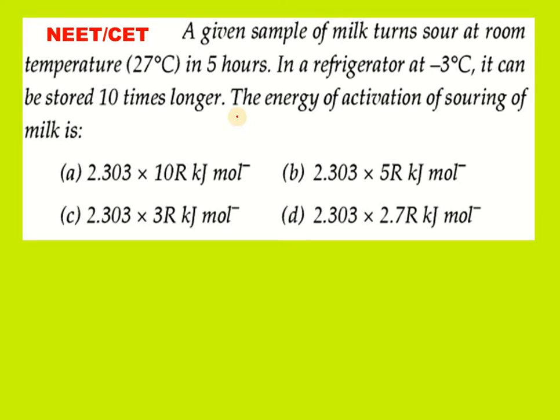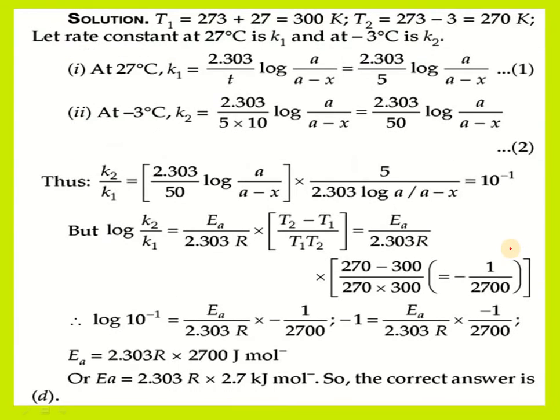See the next question. A given sample of milk turns sour at room temperature, 27 degrees Celsius, in 5 hours. In a refrigerator at minus 3 degrees Celsius, it can be stored 10 times longer. The energy of activation of souring of milk is? See, in this, 27 degrees Celsius means T1 is 300 Kelvin, and minus 3 degrees Celsius means T2 is 270 Kelvin.